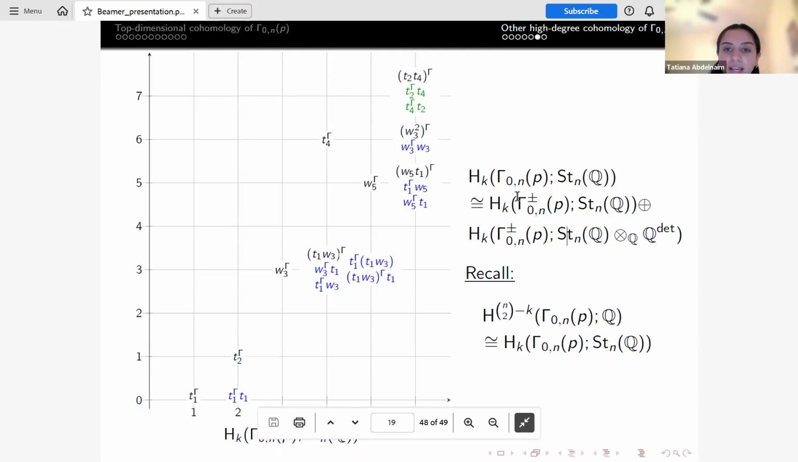And so now what I have is new classes in homology in degree k of gamma 0 n of p with standard coefficients. But recall this is just the result of Borel and Serre. They showed that homology in degree k with standard coefficients is just cohomology in degree n choose 2 minus k with Q coefficients. So the first part was taking care of k equals 0. And now here we know a bit more about what happens when k is not necessarily 0. And so we have new information about this as well.